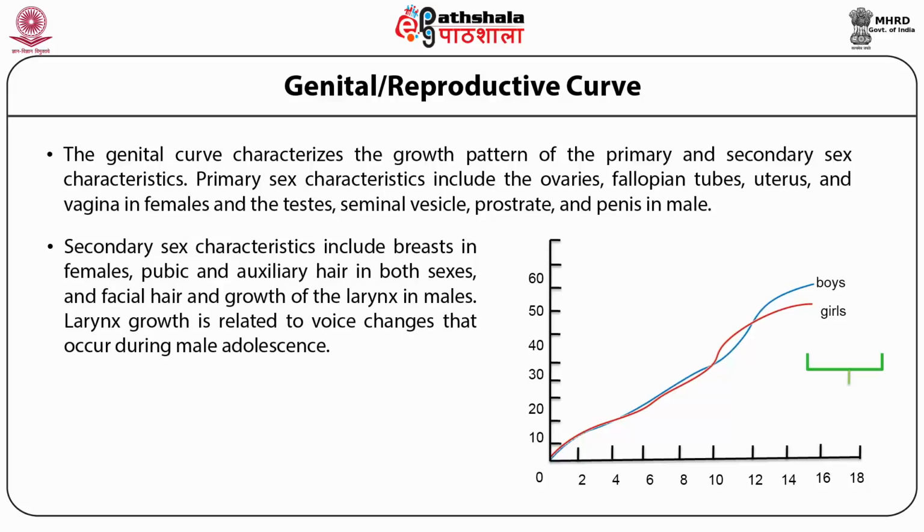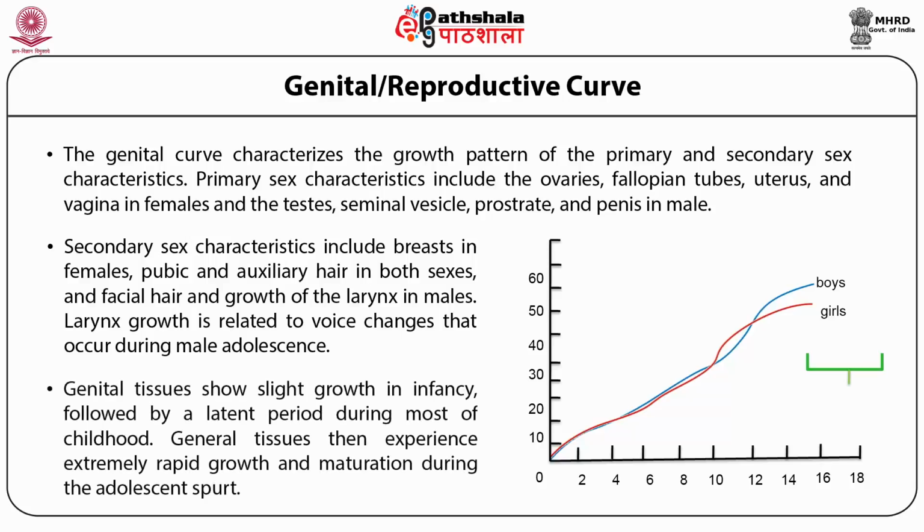Larynx growth is related to voice changes that occur during male adolescence. Genital tissues show slight growth in infancy followed by latent period during most of the childhood. Genital tissues then experience extremely rapid growth and maturation during the adolescent spurt.